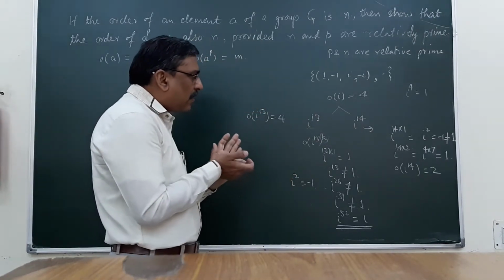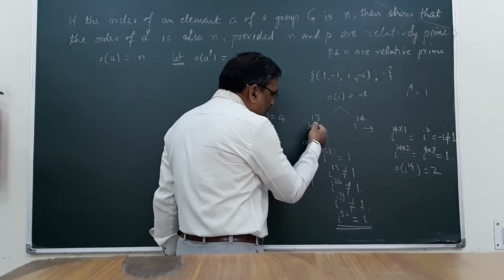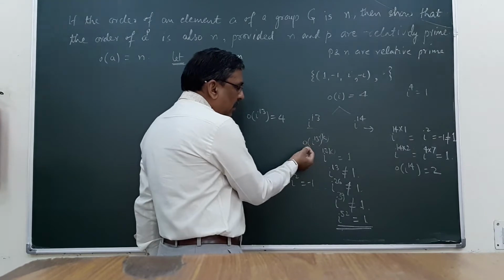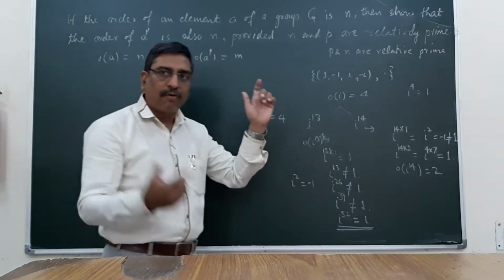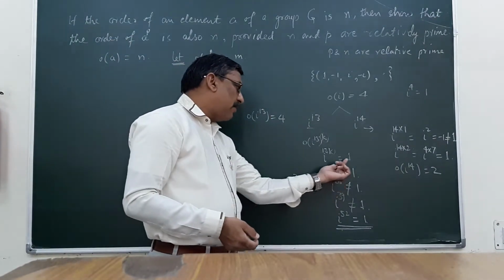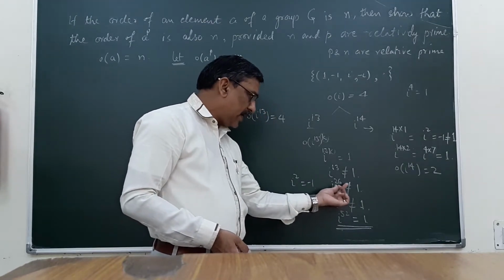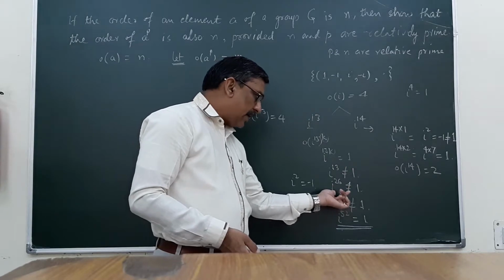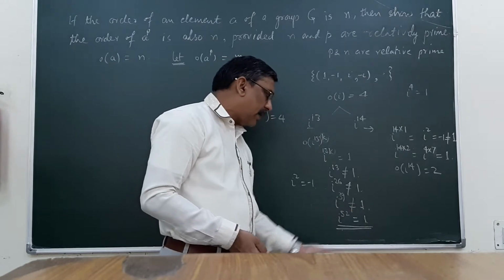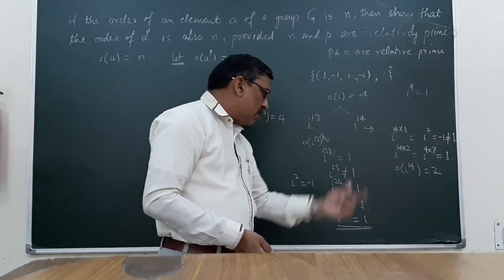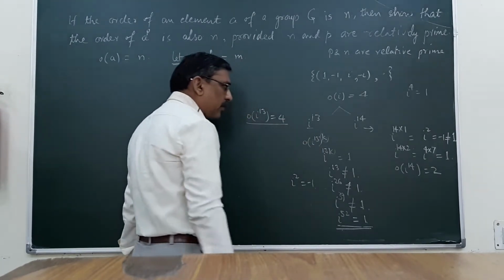So let us find the order of these two elements. In order to find the order of iota raised to the power 13, I can write iota raised to the power 13k is equal to 1, where k may be 1, 2, 3, 4. So iota raised to the power 13 is not equal to 1, as we know. Iota raised to the power 26, means 13 into 2, is not equal to 1. Iota raised to the power 39 is not equal to 1. Iota raised to the power 52 is 1. So the order of iota raised to the power 13 is 4.